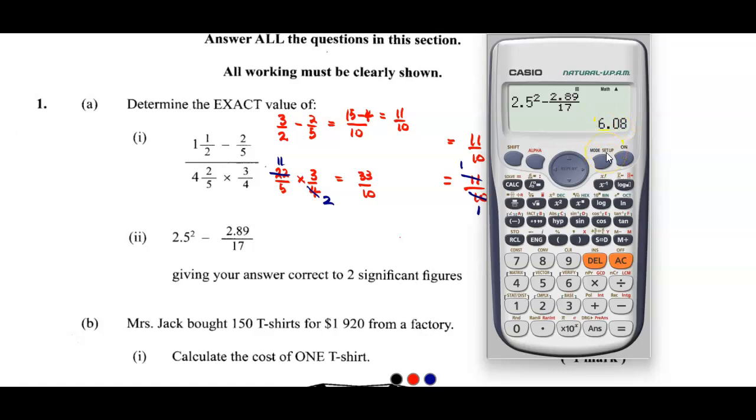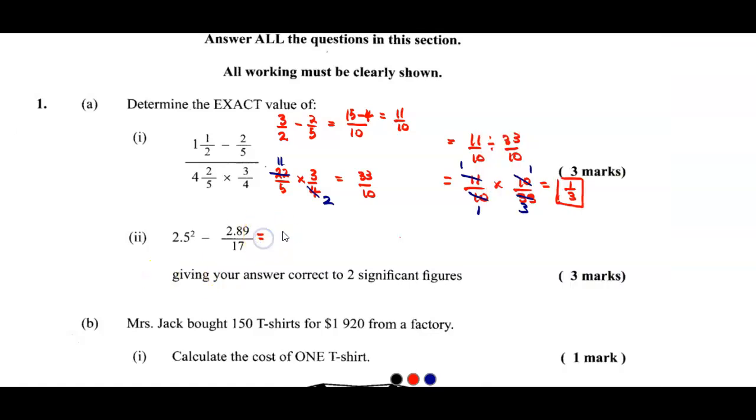So we get 6.08. To two significant figures, you count 1, 2, and you put a check line here. This number is bigger than 5, so you increase this by 1. So the answer there is 6.1, to two significant figures.